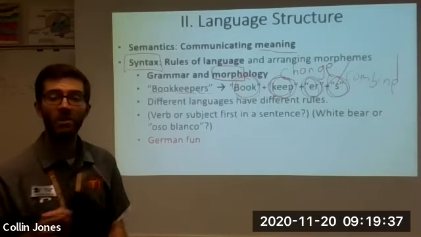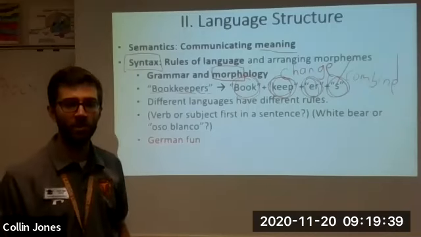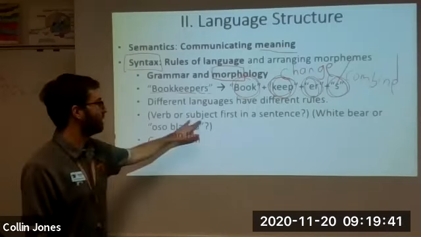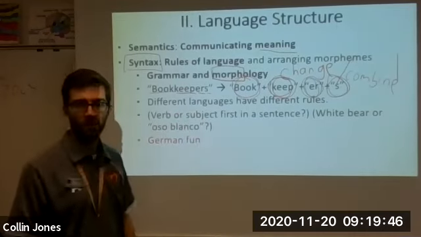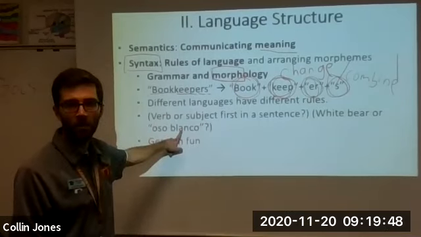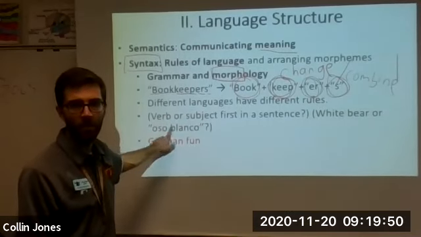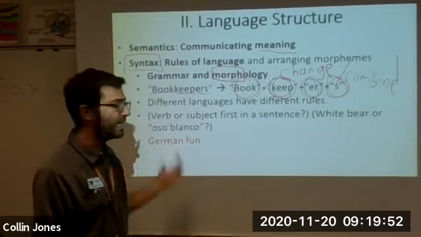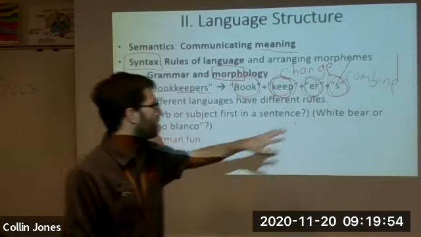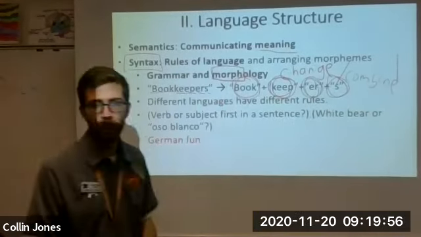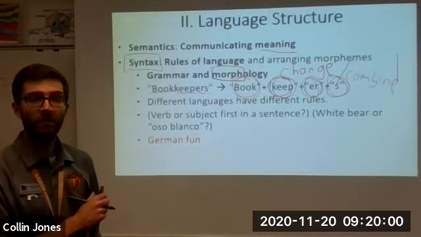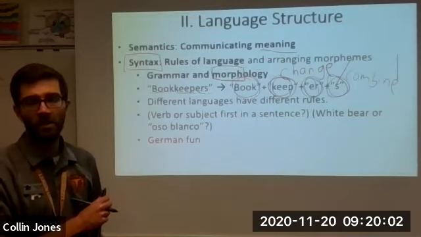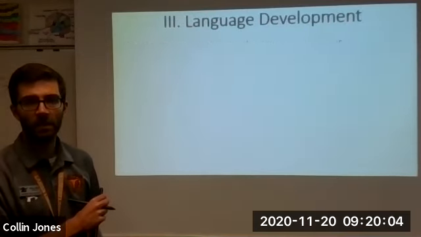Bookkeepers. Different languages have different rules for how we combine words. Like in Spanish, does the subject or the adjective come first? Does the verb or subject come first? Like oso blanco, well, oso means bear, blanco means white. In English, we kind of flip the order, right? We say white bear, right? There is a difference. German is one language that has some really fun ways to combine new words. We'll talk about those in class, okay?